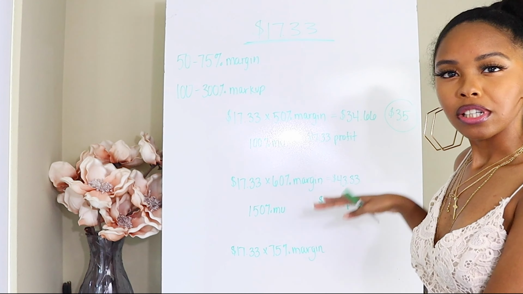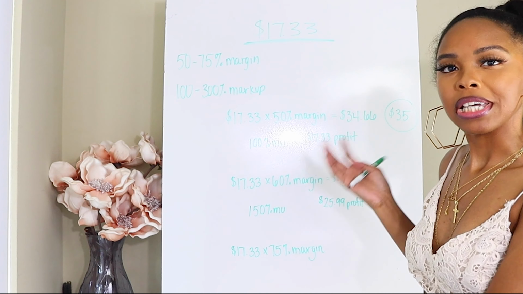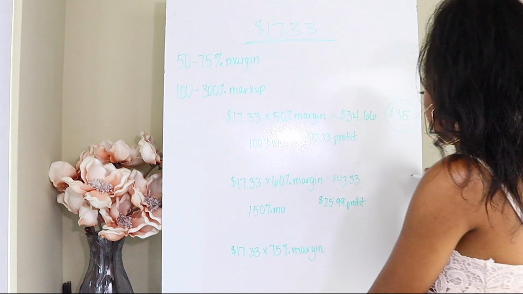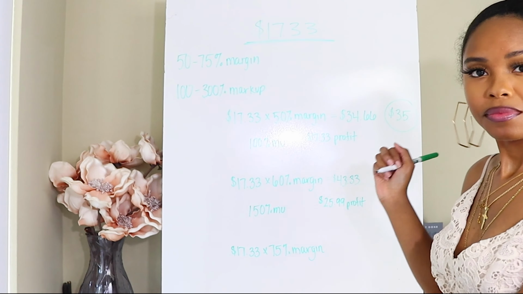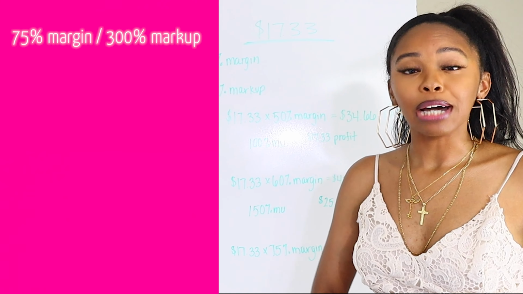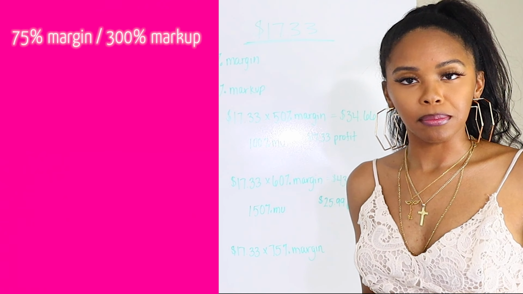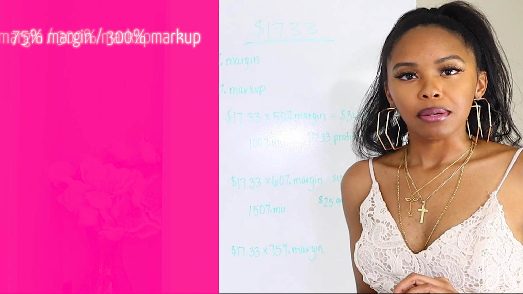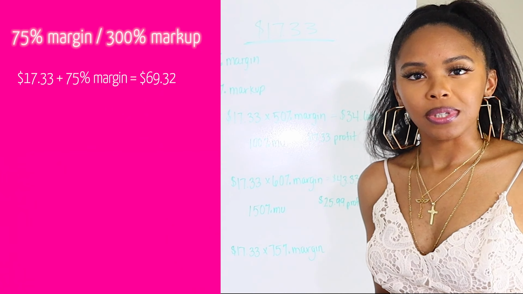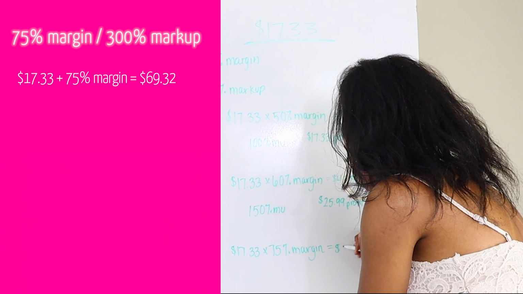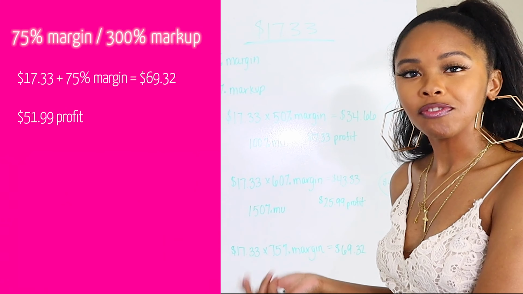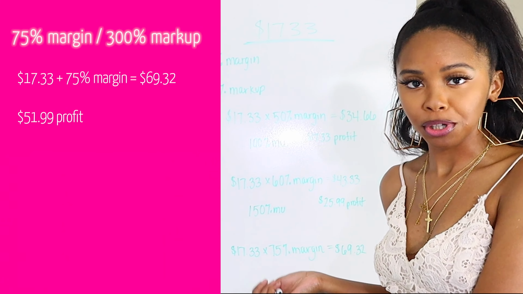So to give a rounded number, at 60% margin, you would basically be charging your customers $43 per piece. And for the last example today, which would be 75% margin, that would equate to 300% markup. And at 75% margin, your pricing would be $69.32, which would give you a profit of $51.99 per piece.